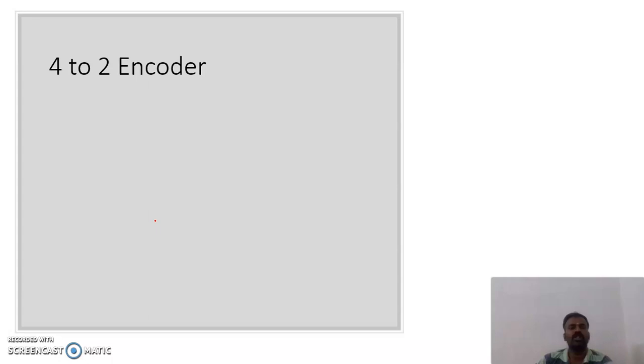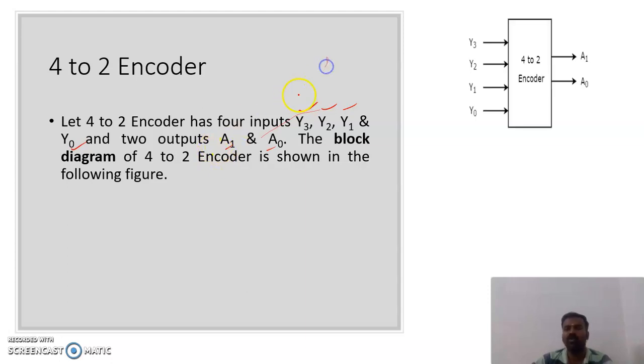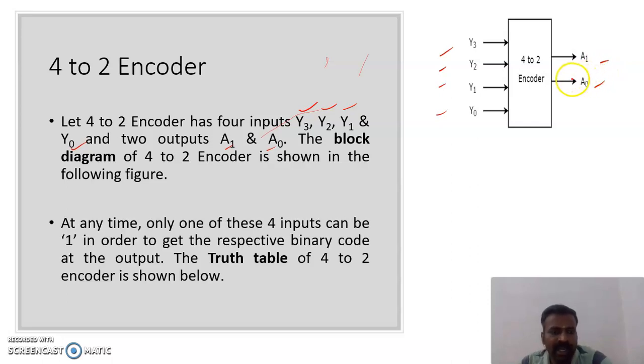So first, 4 to 2 encoder, so 4 inputs and 2 outputs. So I'm going to consider those inputs are Y3, Y2, Y1 and Y0, and 2 outputs are A1 and A0. Okay, let's have a look at the block diagram. So 4 inputs, Y3, Y2, Y1, Y0, and 2 outputs A1 and A0. Okay, right. So at any time, only one of these 4 inputs can be 1. Yes, just now I told you, no? So at any time, only one of the inputs, maybe first time this Y0 will be 1, second time this Y1 will be 1, and third time this one, and fourth time this one, as per the priority level.